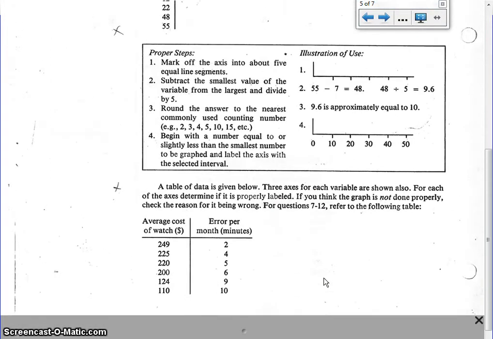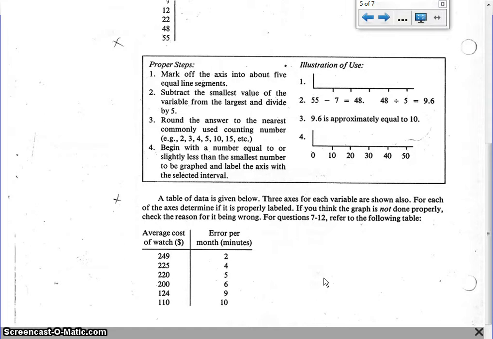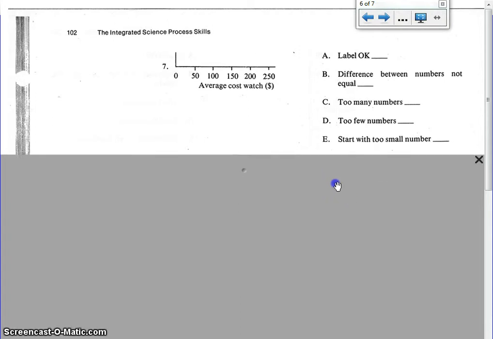Alright. So, for problems 7 through 12, we're going to use this data table right here. That's the one we're going to refer to, so you're going to have to kind of go back and forth on your graphs page to answer some of these questions. It just tells you the average cost of a watch and the error per month in minutes that you have. So, let's go ahead, let's look at our first example. So what they gave here for your first example, it says here is the x-axis.